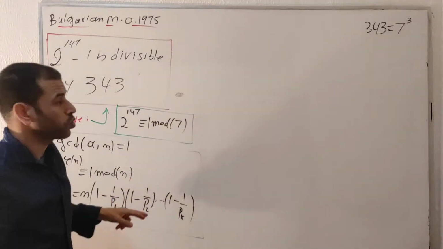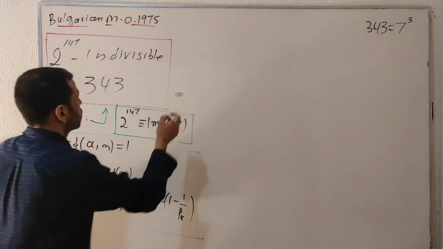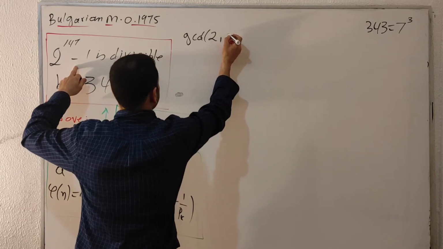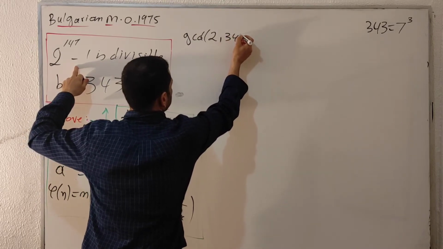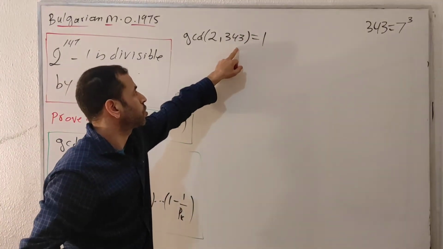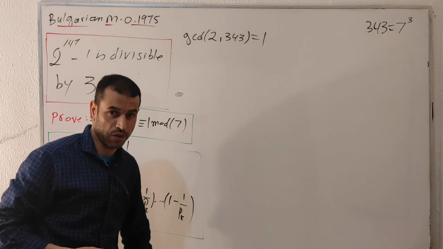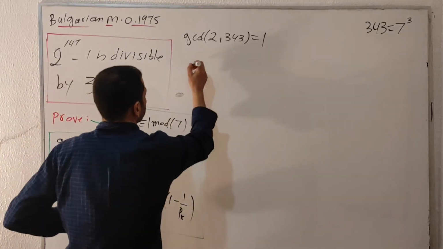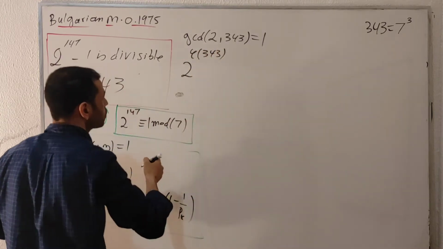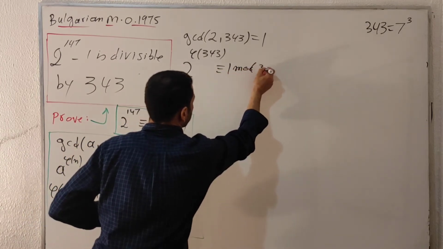Next, I'm going to apply Euler's theorem to our problem. First of all, we check the GCD of the base 2 and n, which is 343. It equals 1. In other words, 2 does not divide 343. Since the GCD of these two terms equals 1, we are allowed to apply Euler's theorem. We have 2 to the phi of 343 is congruent to 1 mod 343.